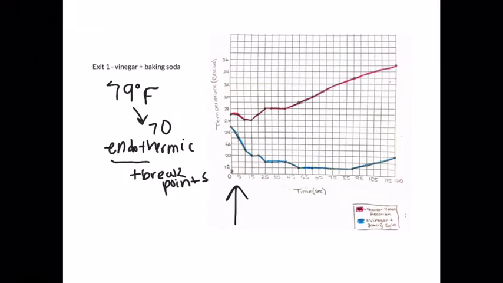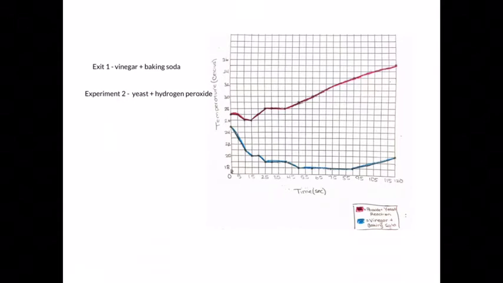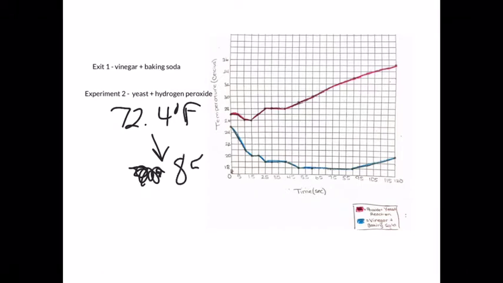Let me pause it. Okay, so experiment number 2 was the yeast in hydrogen peroxide. That one was a little bit of a different change and a little bit more dramatic in terms of temperature change, because we started off at 72.4 degrees Fahrenheit and it rose all the way up to, I think, didn't we say 79? No, actually it went into the 80s. It was like 85 or so.